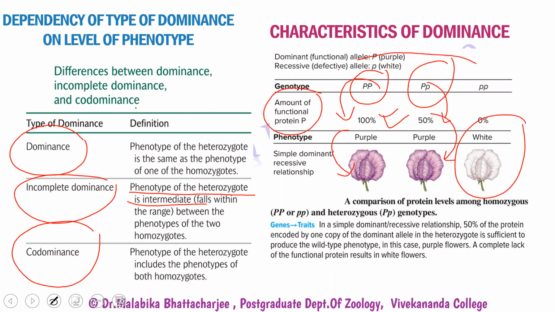Now, in these two cases, as you can see, 2 doses of capital P give me a purple color. 1 dose of capital P is also giving me a purple color. So those genes whose 1 dose gives an expression equivalent to the expression they gave in 2 doses are known as haplosufficient genes. That means for the purple gene, 1 dose is enough, and the output of the 1 dose is equivalent to the output of the 2 doses.